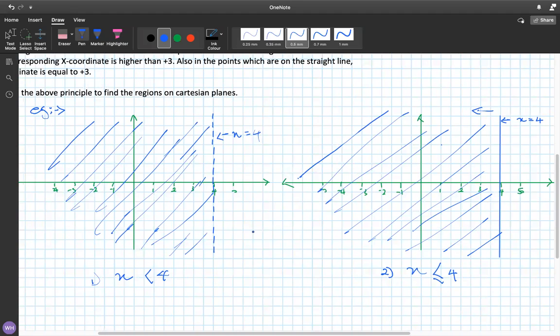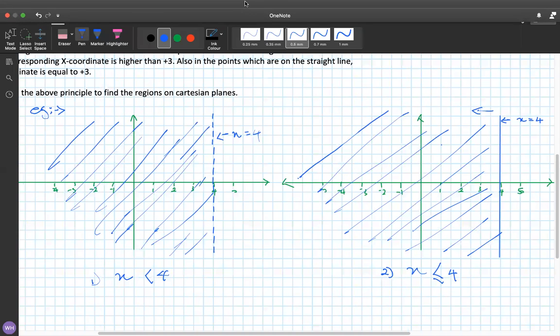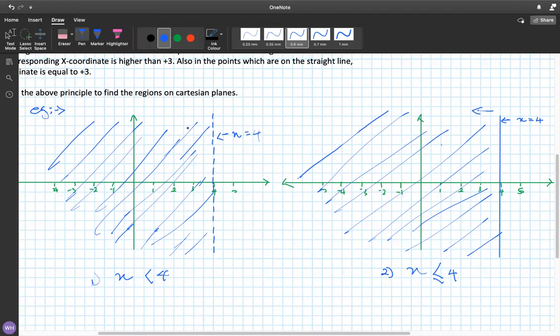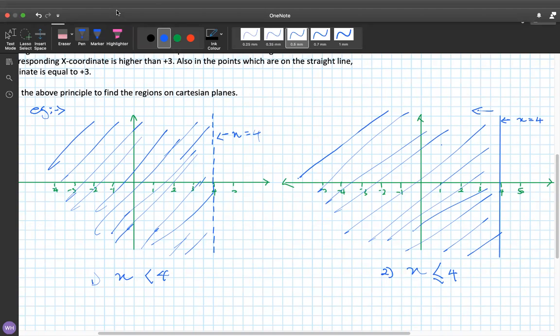Okay, I'm not going to give you a note. If it is equal, you have to draw a solid line. If it is not equal, you have to draw a dotted line. I'm not going to give a note, so you have to keep a note, okay?